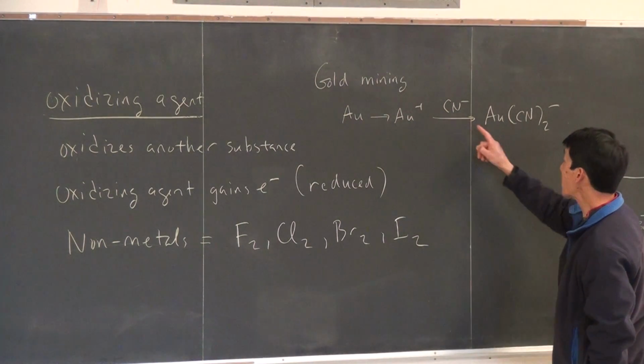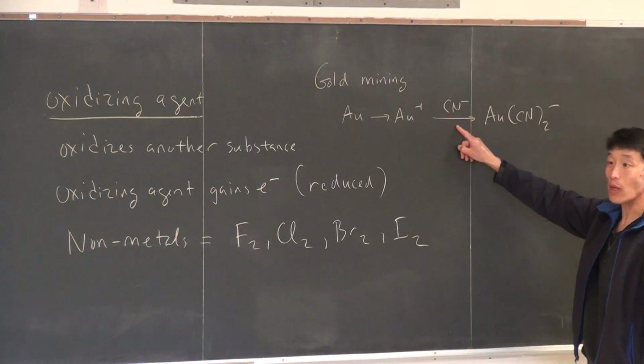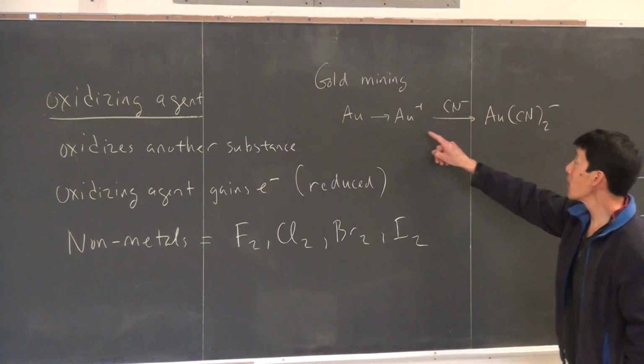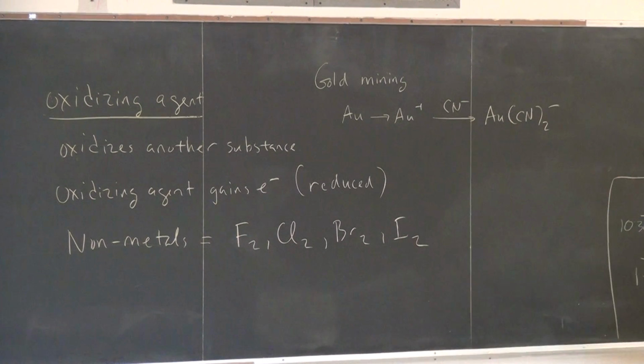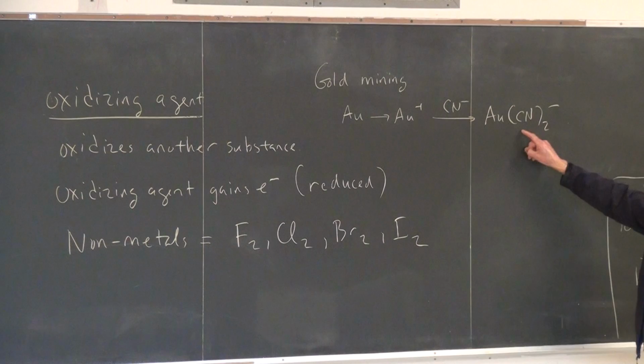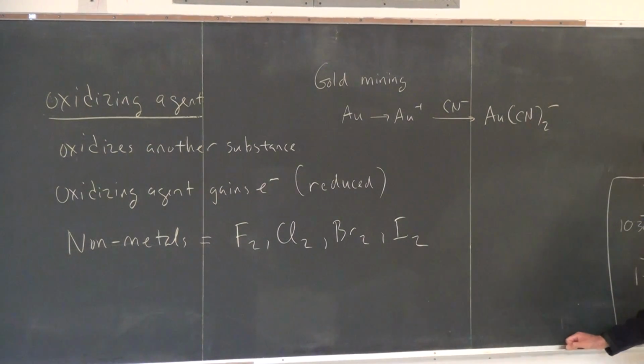This reaction here is not an oxidation reduction. This is a complex ion formation. This one here is an oxidation reaction. So there's at least 2 steps in mining. Then once you get here, you have to reverse and get your gold metal back.